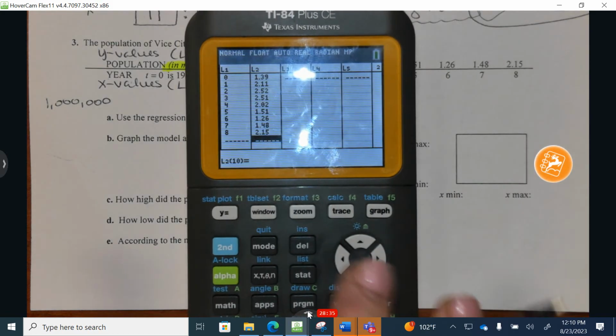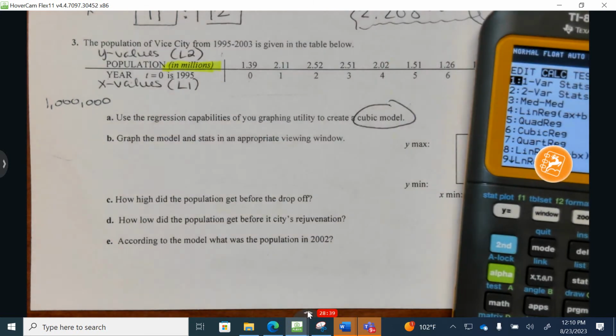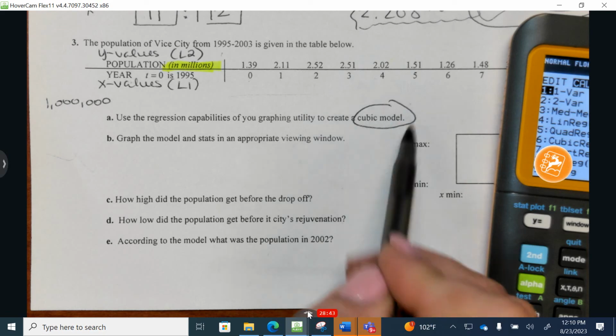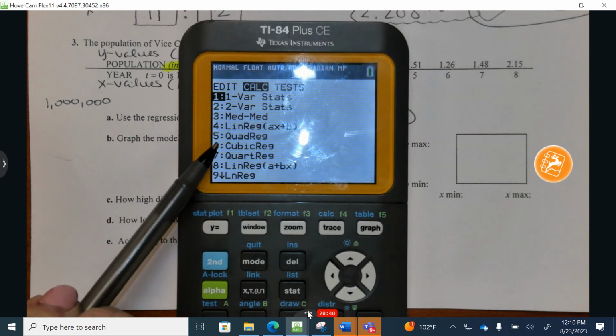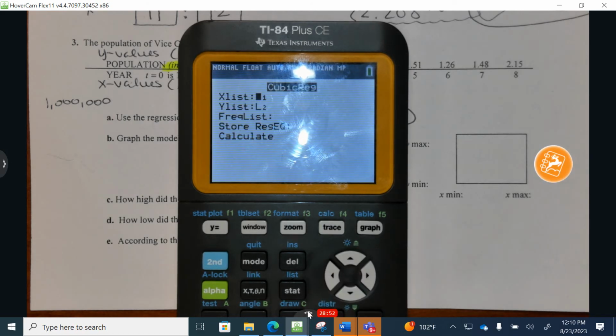Okay? Once I have this, can everybody please go to Stat, go to Calculate, and then we need to create a cubic model. So we are going to go right now all the way down to number 6. Go all the way down to number 6 and press Enter, and continue to press Enter until you come up with the following data. When you and your partner both have this, please put a red cup on top.